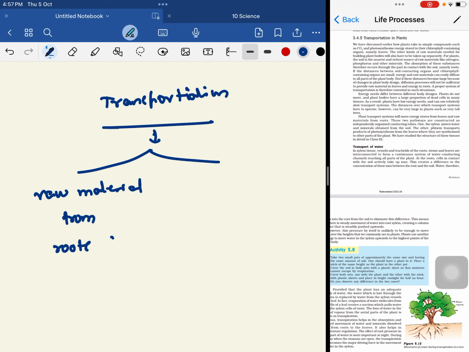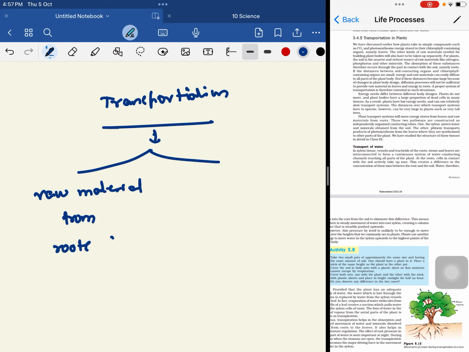The second type of transportation is of the food synthesized in the leaves, which should be transported from the leaves to other parts of the tree for energy purposes. This is the second mode of transportation, for food, and the first mode is for raw material.